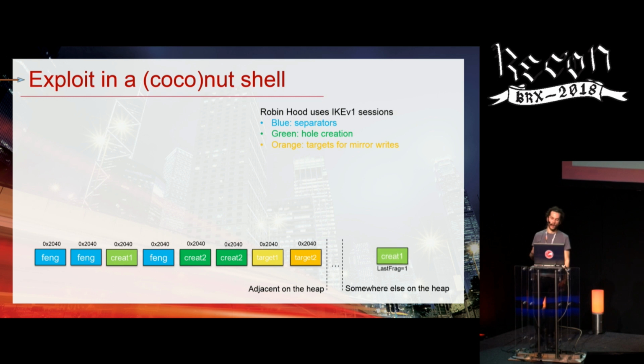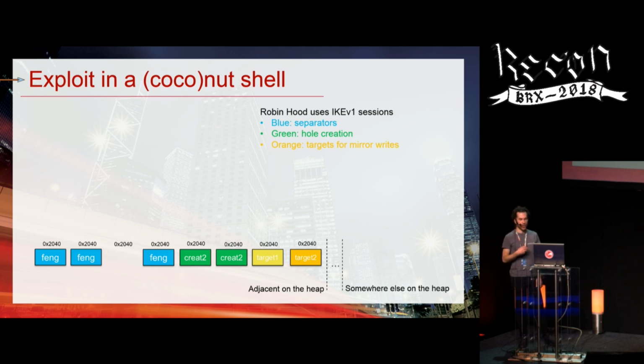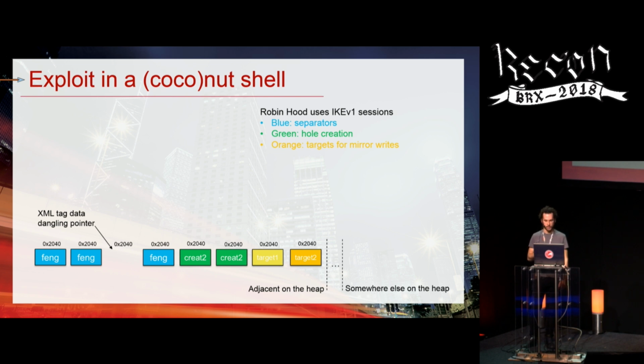Now I'm sending a fragment to reassemble the first green session, so it's going to create a hole. Here I've used 2K chunks because I know the XML is 2K, so I'm doing the feng shui in 2K chunks. I've created a hole of 2K, so now I can trigger my first XML packet, which is going to fit into this hole, and I have a dangling pointer pointing to this hole.